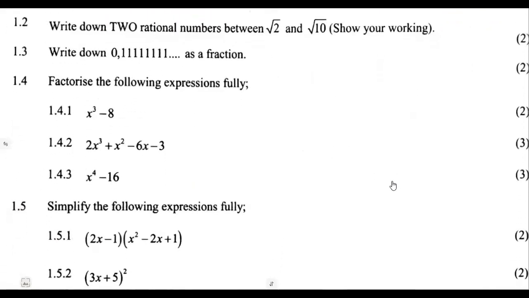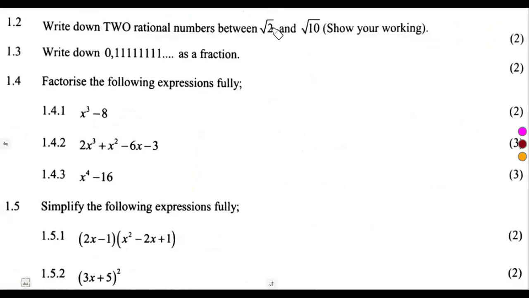1.2, write down two rational numbers. But these rational numbers are between what? Square root of 2 and square root of 10. Show calculations. Like I said, guys, you are already given a square root.